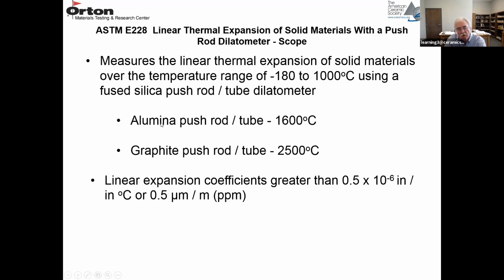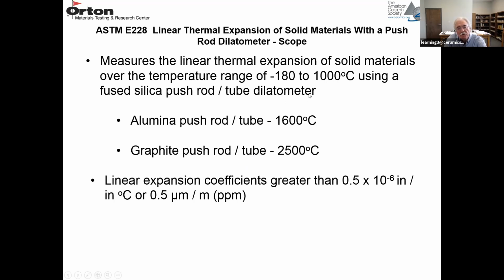If you want to go to higher temperatures, you go to an alumina pushrod tube system, which you can go to about 1,600 degrees C, which is useful for most refractory materials. If you have to go to very high temperatures, you have to go to graphite pushrod and tube. You can go to 2,500 degrees C, and you have to do that in an inert atmosphere to protect the graphite from oxidation.